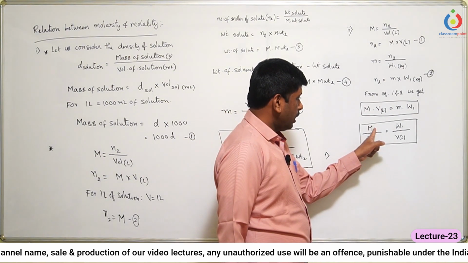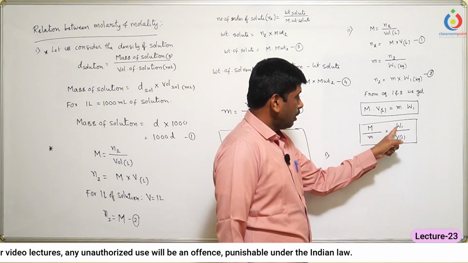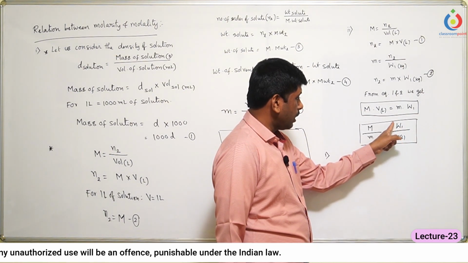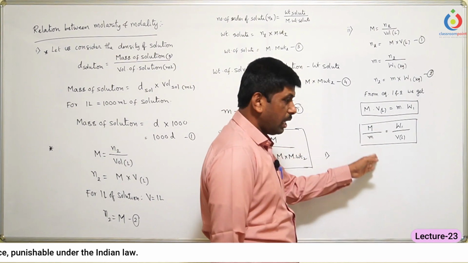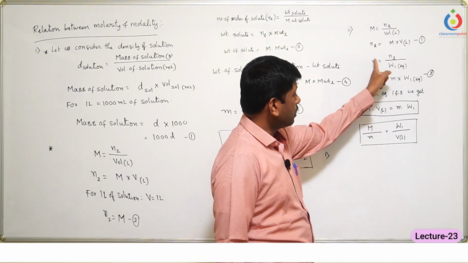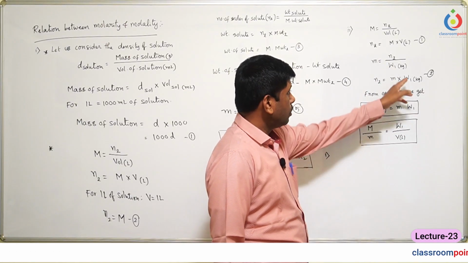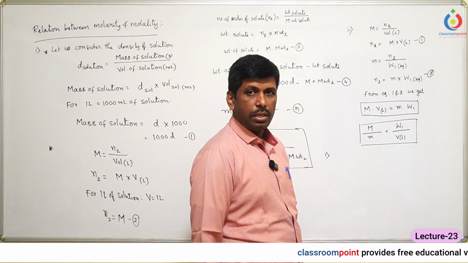Molarity is directly proportional to the mass of the solvent. When the mass of the solvent increases, automatically the molarity value also increases and the molality value decreases, because molality and mass of the solvent are inversely related. So when the mass of the solvent increases, the molality value gradually decreases.